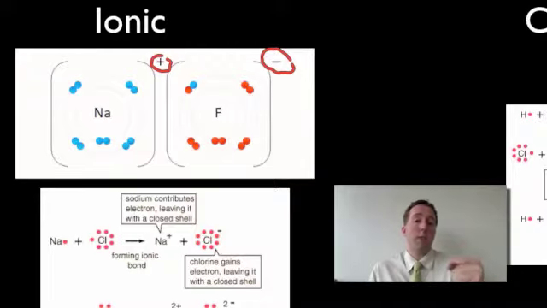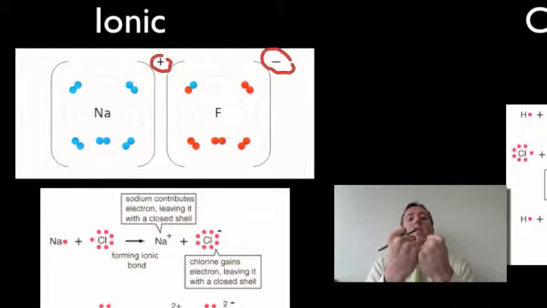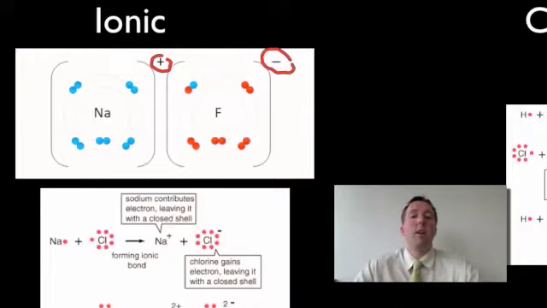A positively charged ion is called a cation, and a negatively charged ion is called an anion. Positively charged ions, or cations, are attracted to negatively charged ions, or anions, and that's an ionic bond. Basically, the positive charge is being attracted to the negative charge.